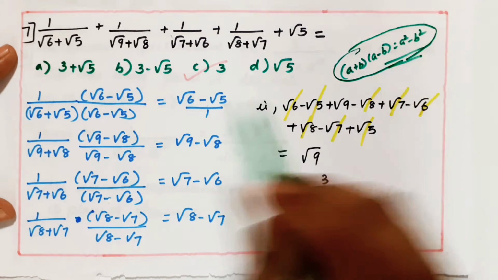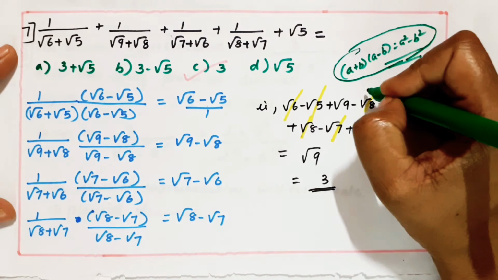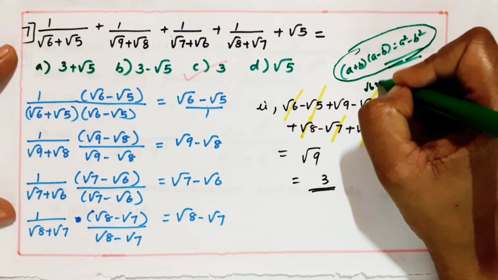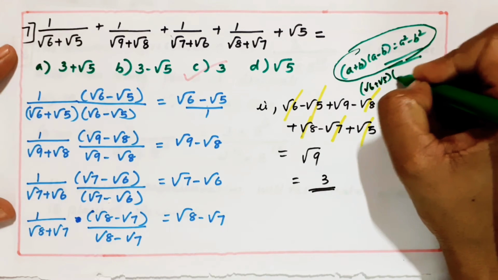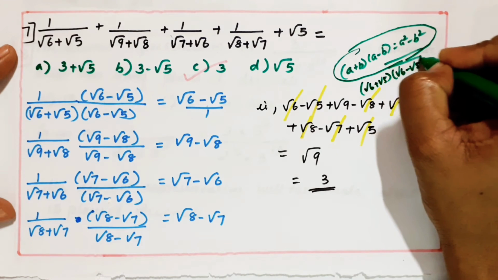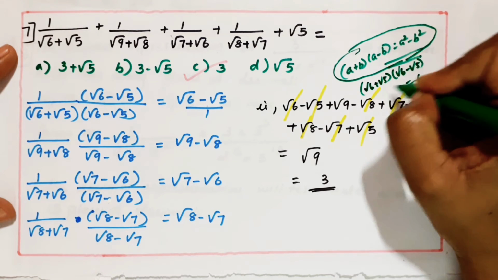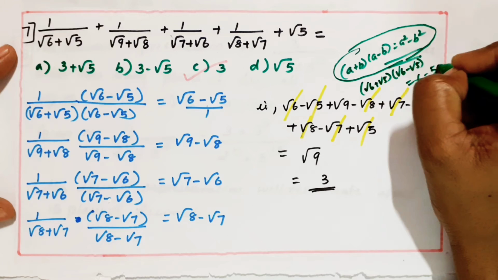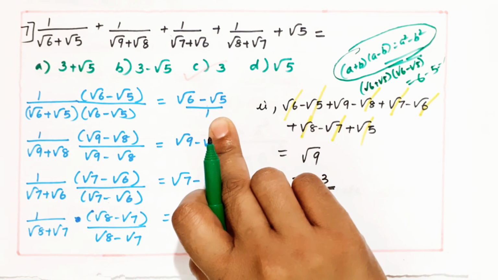A square minus B square means here I can write it as root 6 plus root 5 into root 6 minus root 5. That is nothing but root 6 square is 6, root 5 square is 5, 6 minus 5, that is 1.